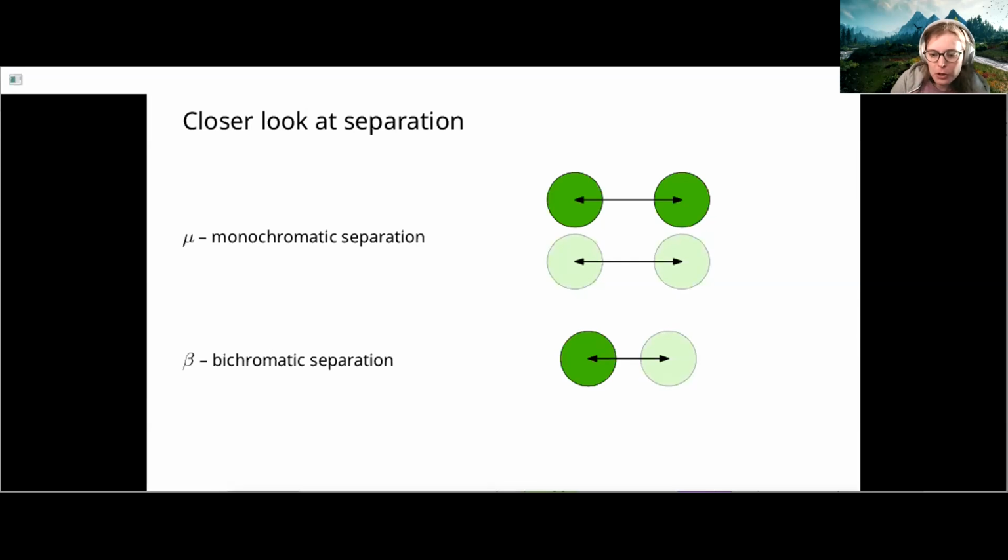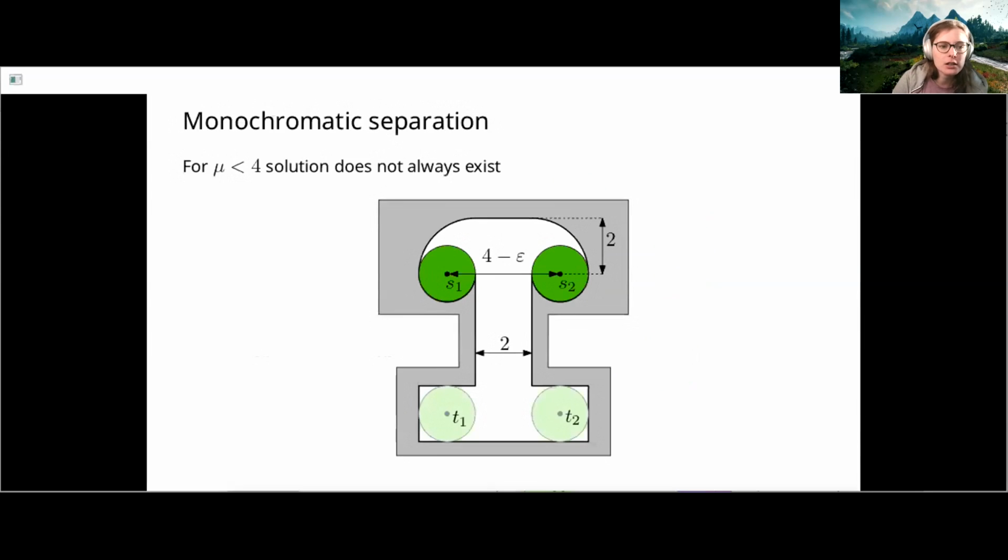Okay, so first let me show you a construction why we cannot bring the monochromatic separation to lower than 4. So the separation between two start nodes and two target nodes. Here we have the two robots on the top of this construction, and then they want to move down the corridor to the two target locations. And the distance between the centers is just slightly less than 4.